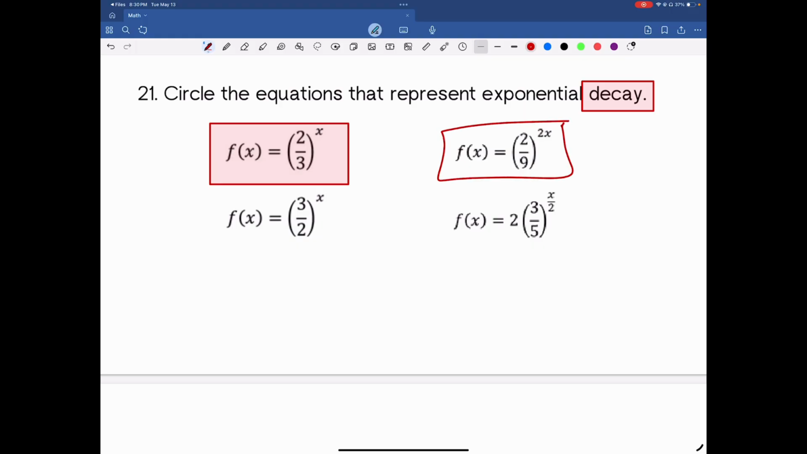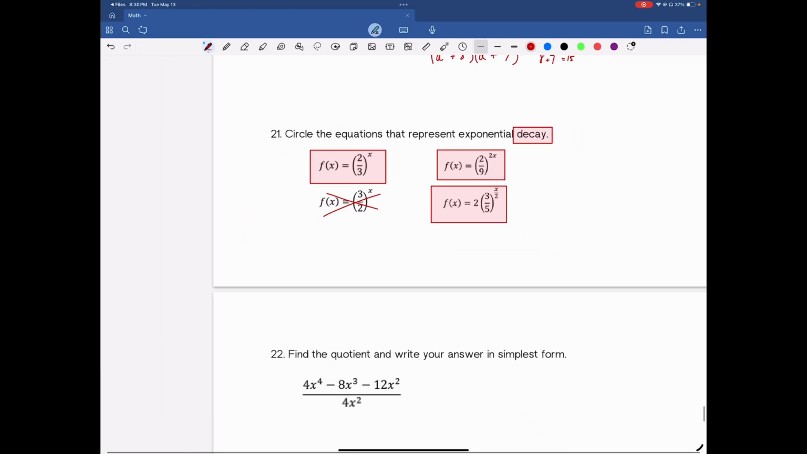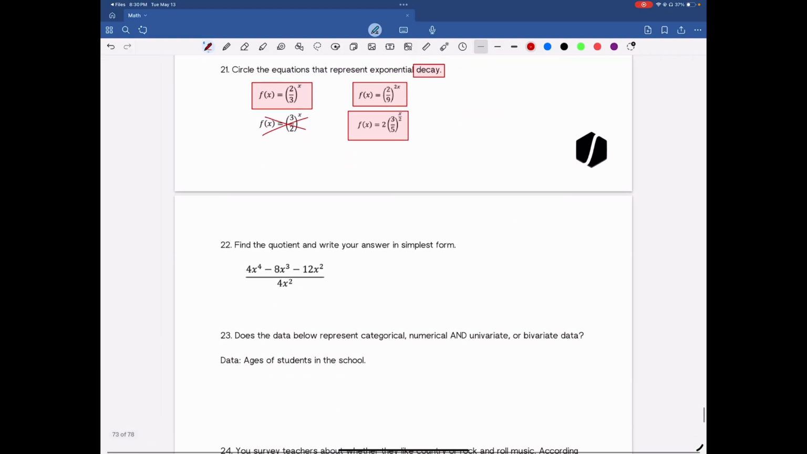2/9 is less than 1. So we're going to take that one. 3/2 is bigger than 1, so not that one. And then we're going to take this one right here, 3/5. All right, so those are all going to represent exponential decay.